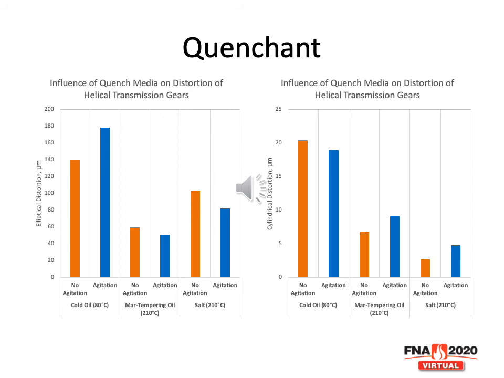For more tempering oil, agitation improved it. Again, the paper that this was pulled from did not indicate how these parts were racked and what sort of distortion or velocity was achieved between the two. So it's not really clear, but what it's showing is that agitation can have an influence on my part. And it's showing that the different types of quenching can influence the distortion in the part, whether it is a cold oil, more tempering oil, or a salt.